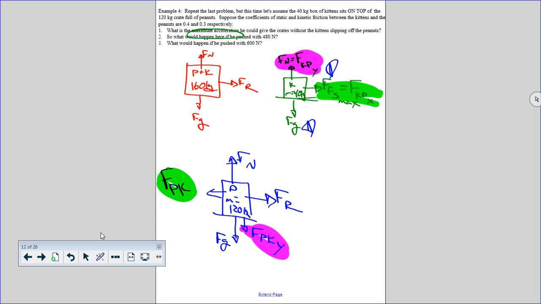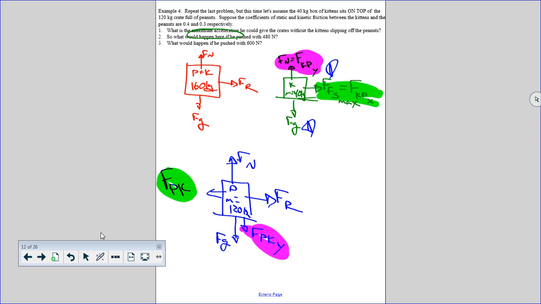Because to be an action-reaction pair, it's got to be of the form A pushes B, B pushes A. Two objects, right? And that's not what this is. This is peanuts push kittens, and this is Earth pulls kittens. So not action-reaction. Zach? I was going to ask if acceleration needed to happen, but I just realized it doesn't. Okay, so we've dissected this with just letters.